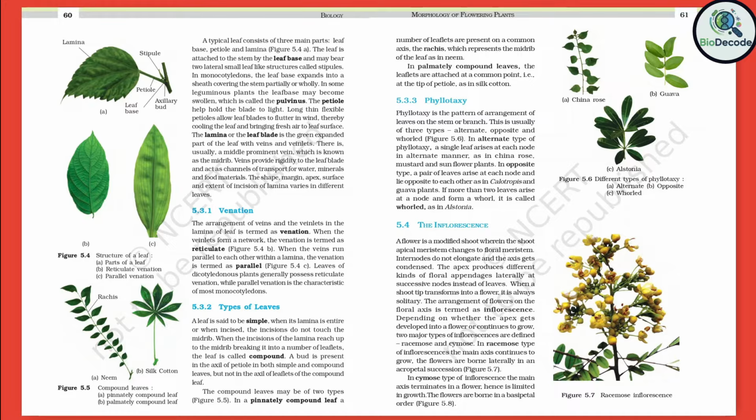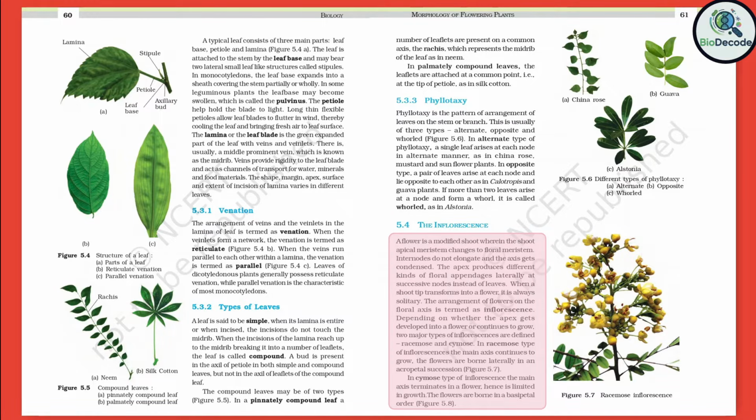The inflorescence. A flower is a modified shoot, wherein the shoot apical meristem changes to floral meristem. Inner nodes do not elongate, and the axis gets condensed. The apex produces different kinds of floral appendages laterally at successive nodes instead of leaves. When a shoot tip transforms into a flower, it is always solitary. The arrangement of flowers on the floral axis is termed as inflorescence.